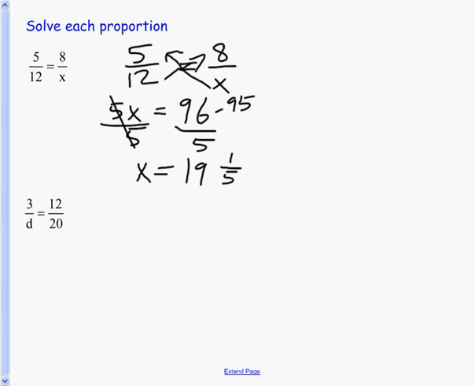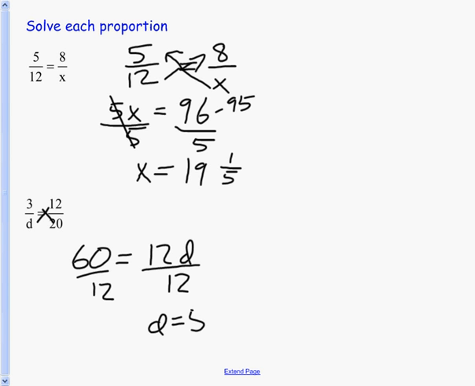On the next one I have 3 over d equals 12 over 20. And already I'm showing you the x for cross multiplication. 20 times 3 gives us 60, and d times 12 gives us 12d. Dividing each by 12, we're going to get d equals 5.